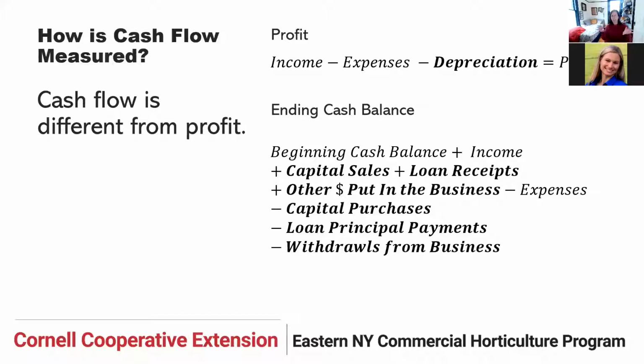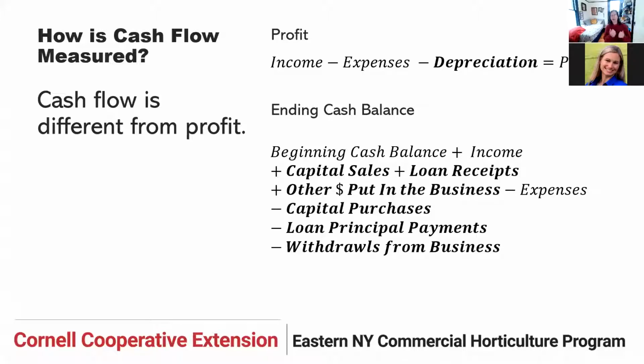And that's to see whether the business, from its business purpose, is actually making a profit. Now your cash flow, your ending cash balance, is your beginning cash balance plus income. So the income is the same, but it's also your sales of capital items, so if you sold a tractor and that cash comes in, that would be a positive. Loan receipts. So if you get a loan and that loan money that you put in the bank would be cash coming in. Another source, other money that's put into the business, would be cash coming in.